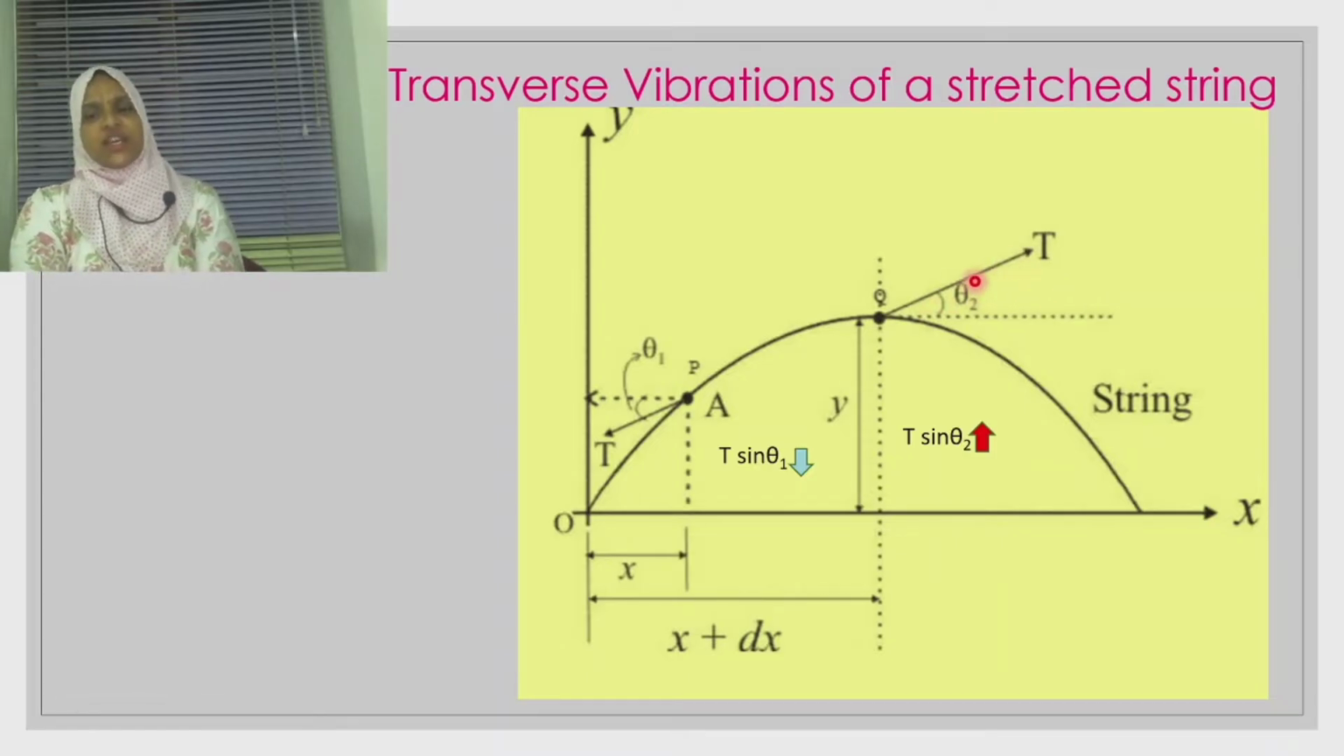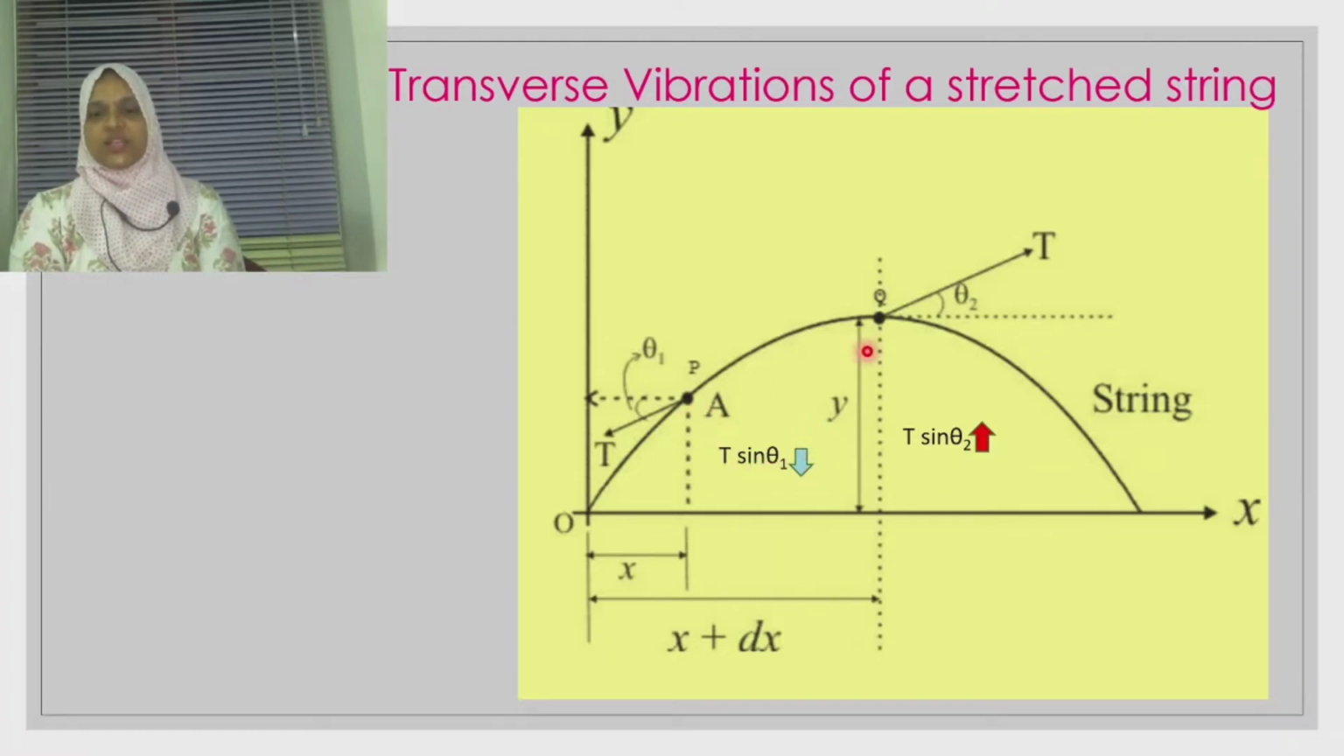Now tension T is a vector, and we can resolve this vector into two components. One is the horizontal component and the other one is the vertical component. Horizontal component at this point will be equal to T cos theta 2, and the vertical component will be equal to T sin theta 2. This T sin theta 2 will be directed upwards. At this point also, the tension can be resolved into two components. One is T cos theta 1 along the horizontal direction, and along the vertical direction the component of tension will be equal to T sin theta 1, which is directed downwards.